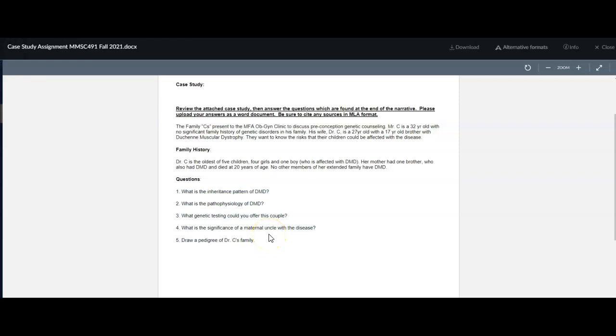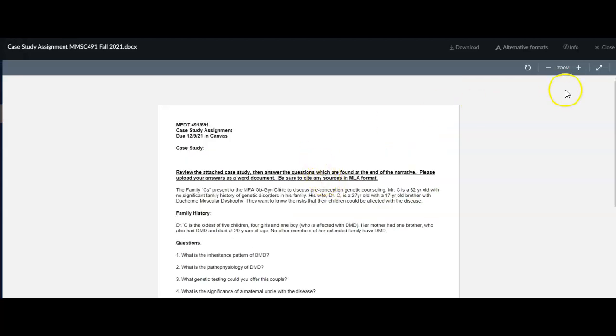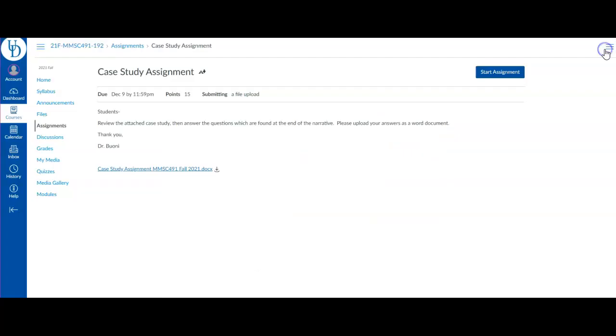These should be fairly robust questions. For example, the pathophysiology of DMD cannot be answered in a couple sentences, I can tell you that. And be sure to include any sources in MLA. So that is the case study assignment, worth 15% of your grade. That's a lot. So if some of your exams weren't too good, that would definitely help.